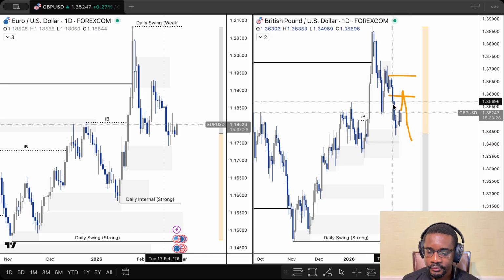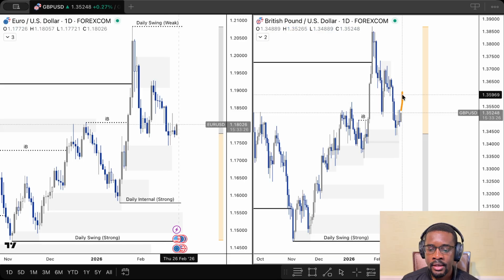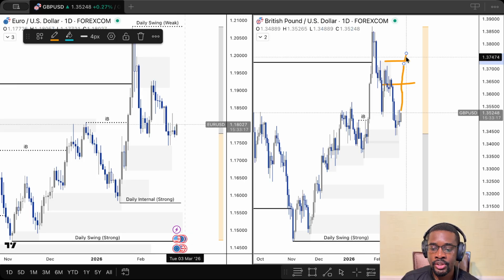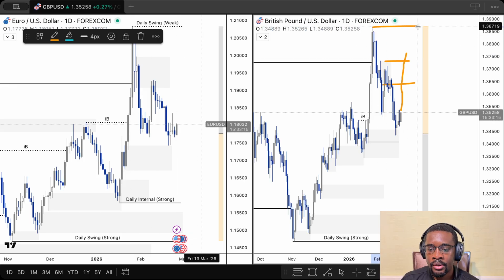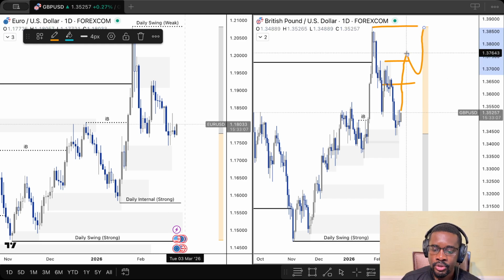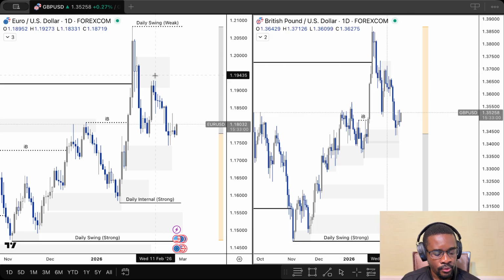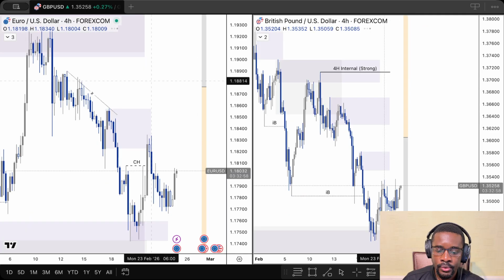Otherwise, we may expect to see this supply fail. Once it fails, then we can anticipate that price is ready to continue bullish and possibly go to take out this weak swing high. So we may expect a push up and then a pullback, and then price continues bullish. So that's it for the daily.